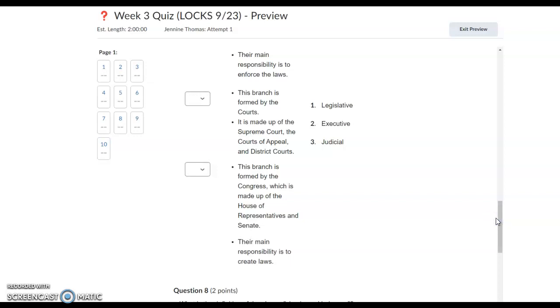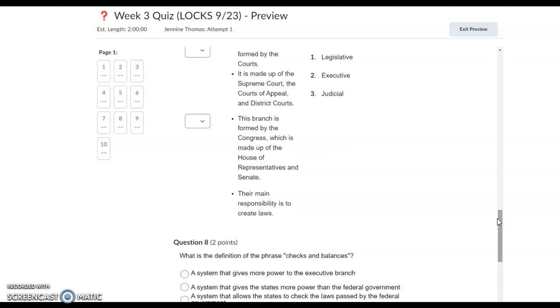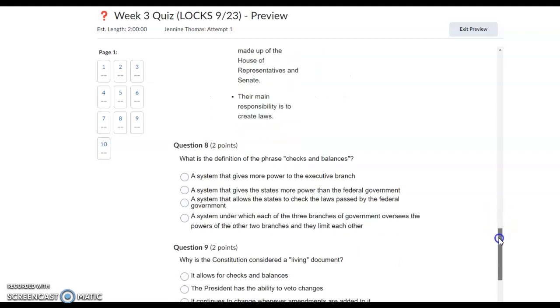The second branch described is the branch formed by courts. It is made up of the Supreme Court and the Court of Appeals and district federal courts. Or the last one, this branch is formed by Congress, which is made up of the House of Representatives and the Senate, and their main responsibility is to create laws.